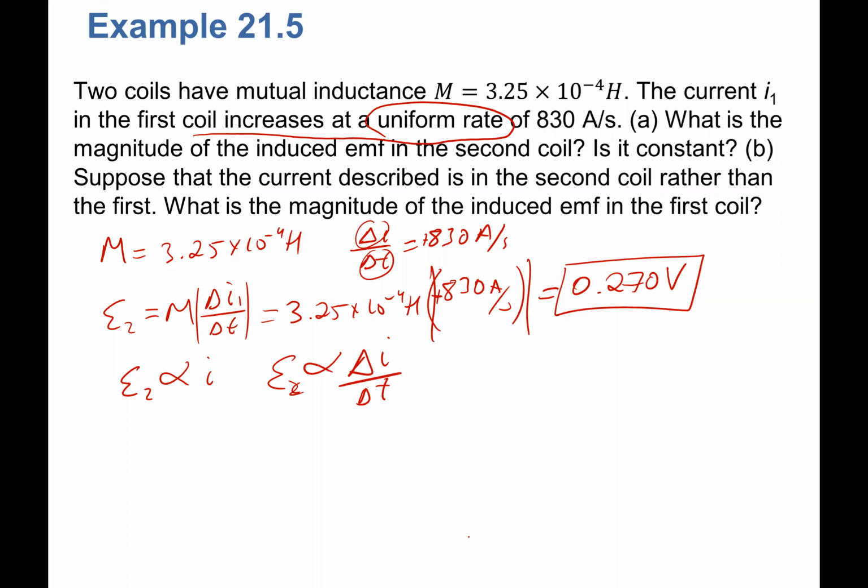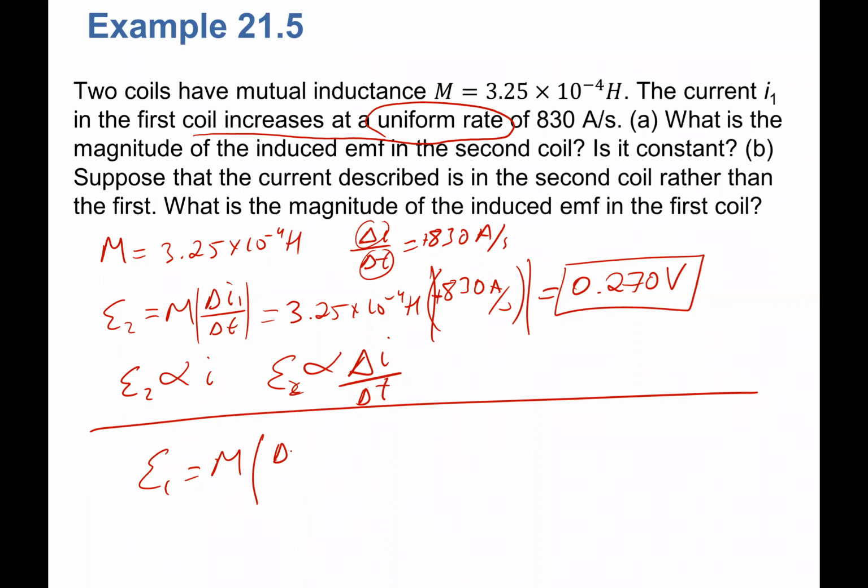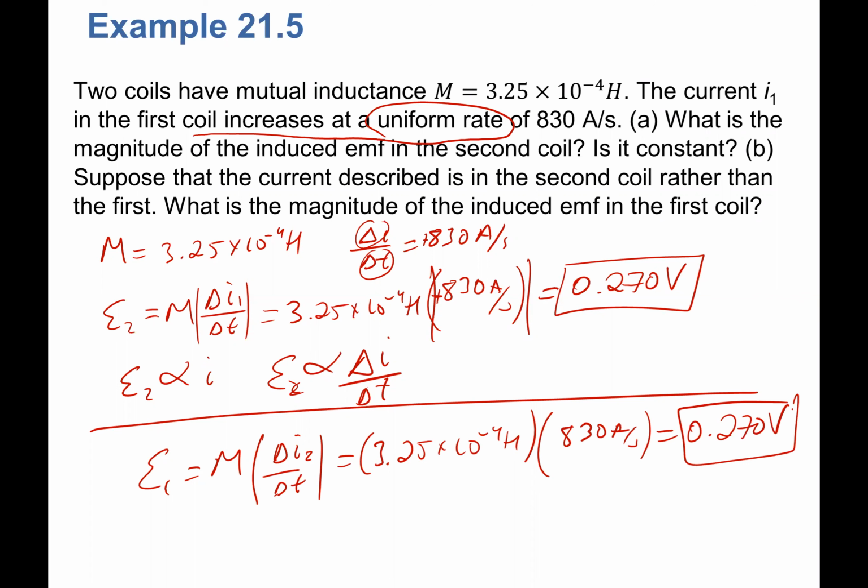Right, part B says, suppose that the current described is in the second coil rather than the first. What is the magnitude of the induced EMF in the first coil? Well, if that's the case, remember that EMF1 equals the mutual inductance times the change in current 2 over time. We still get the same 3.25 times 10 to the negative 4 Henry, and the current change is the same 830 amps per second. That means nothing changes. You still get the same voltage as before. And again, still the same constant EMF.